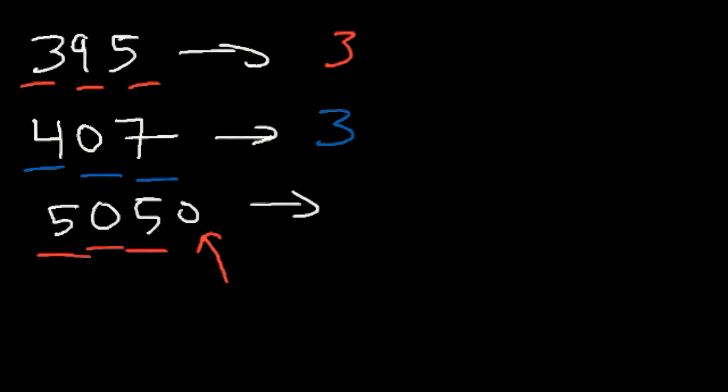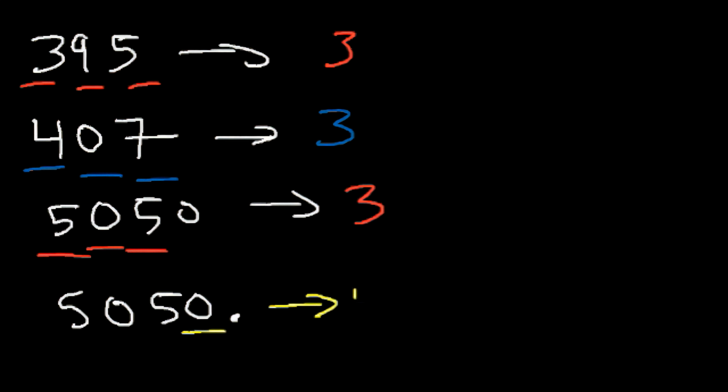The zeros to the right of a non-zero number are known as trailing zeros. Trailing zeros are sometimes significant if there's a decimal point. Since we don't have a decimal point, that particular 0 is not significant, so we only have 3 sig figs. Now if we had 5050 with a decimal point, then this 0 is counted, so we have 4 sig figs.